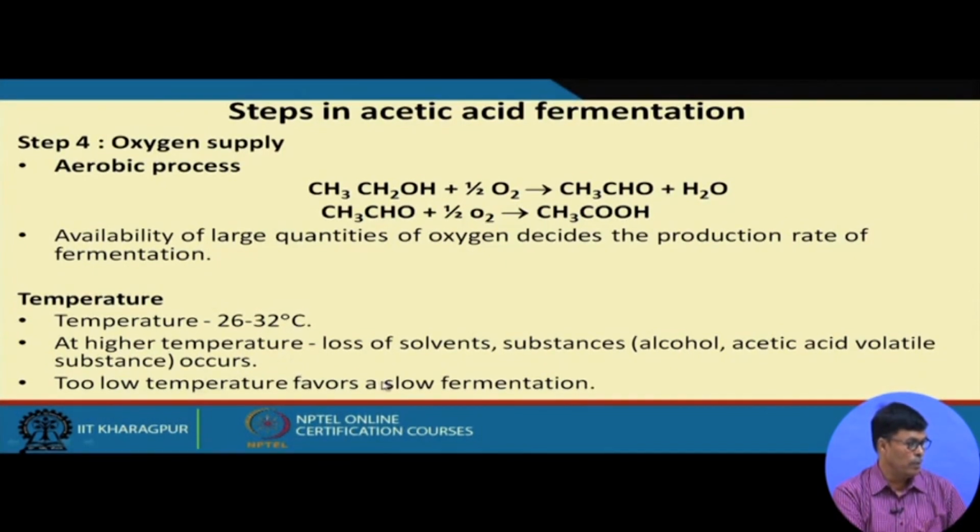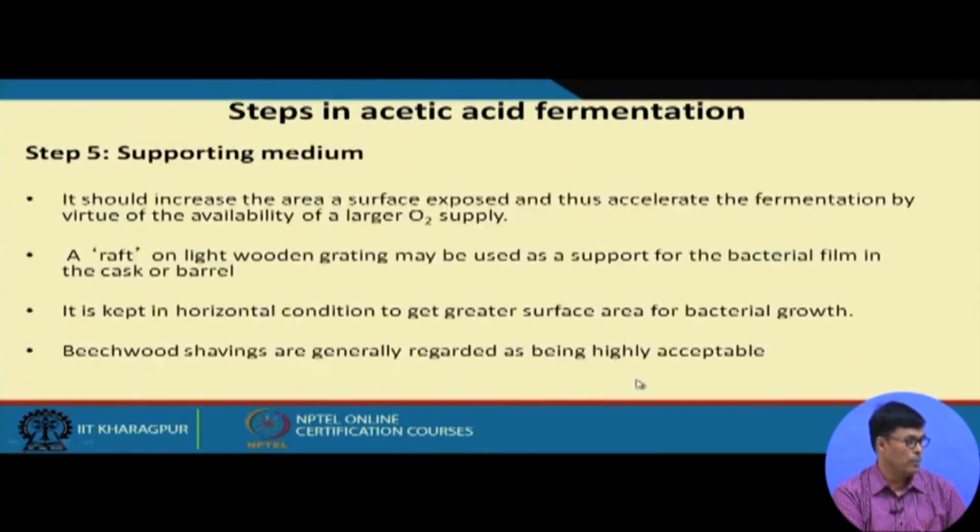Low temperature favors a slow rate. If you reduce the temperature, the activity of the organism will be reduced, and then the rate of fermentation will be slow. The supporting material should increase the area of surface exposed, and thus accelerate the fermentation by virtue of the availability of larger oxygen supply.